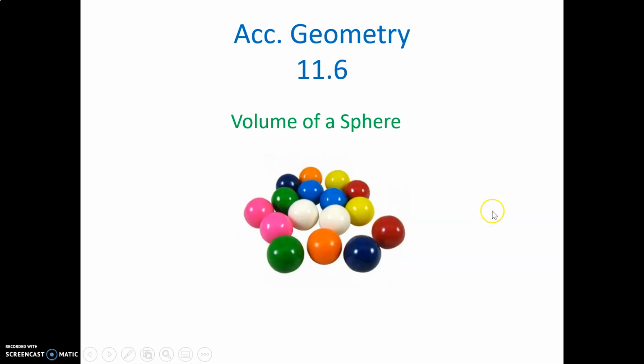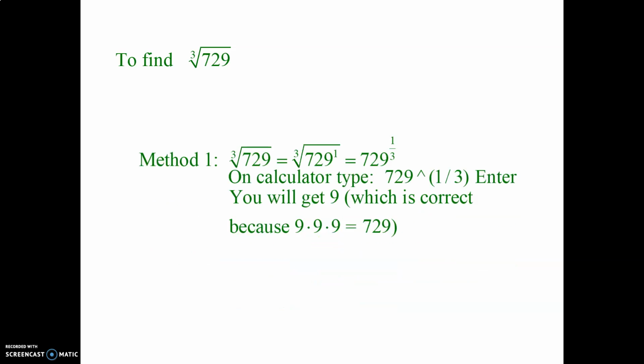Hello, this is Accelerated Geometry 11.6, volume of a sphere. There's one little skill we have to review a little bit here before we get into the main information, and that is how do you find a cube root of something? So a cube root means what number multiplied by itself 3 times gives me, in this case, 729. So I'm going to show you 2 methods to do this on your calculator.